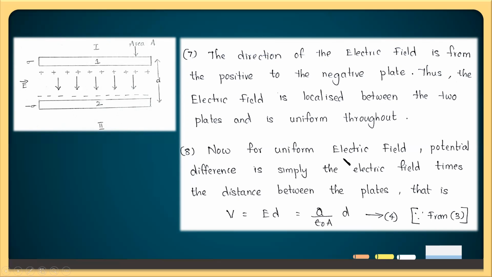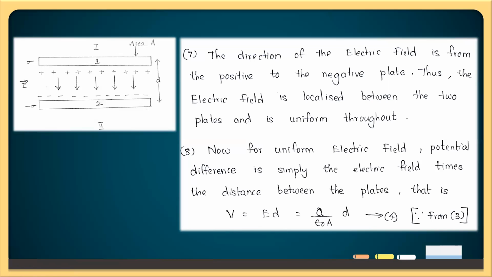Now, for uniform electric field, potential difference is simply the electric field times the distance between the plates. That means the potential difference V is equal to E times distance between the plates. This is the relationship between potential, electric field and distance. We know E is equal to V by D. Electric field is equal to potential by distance.